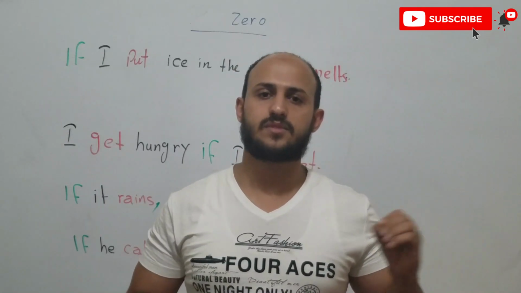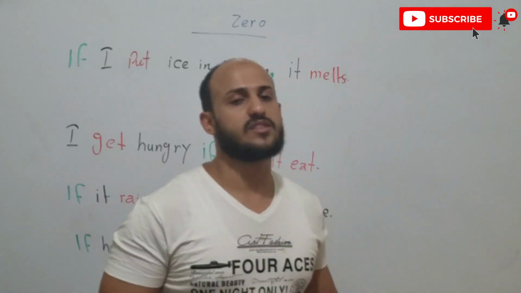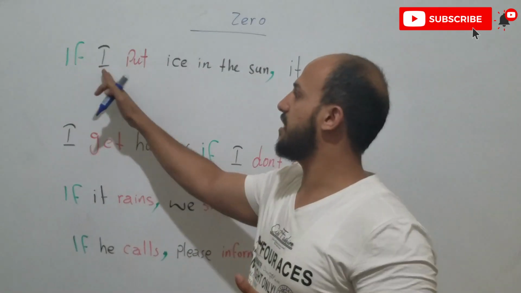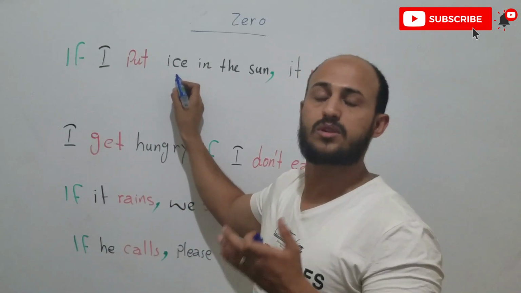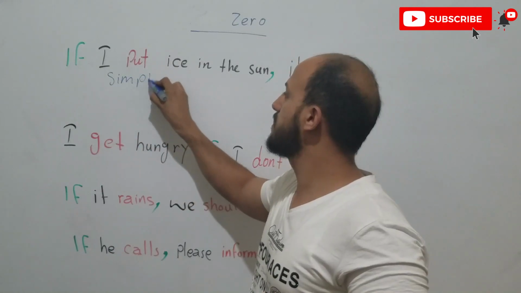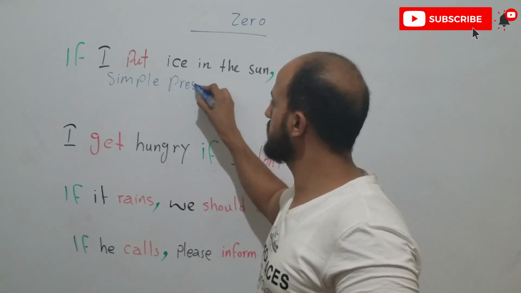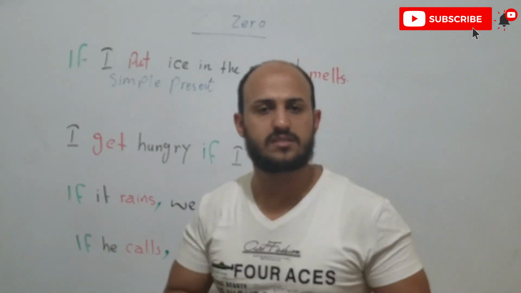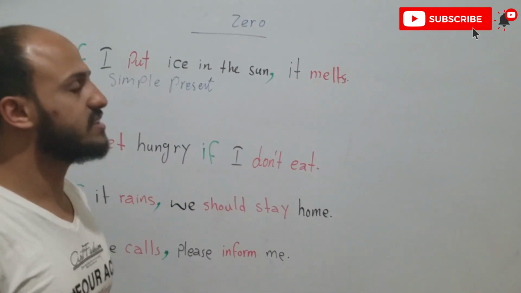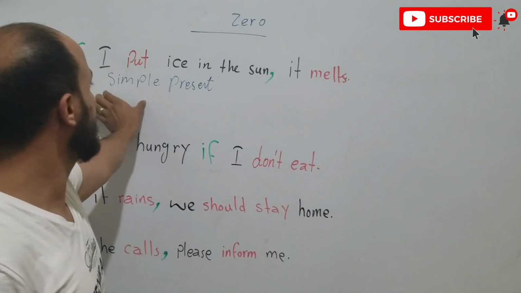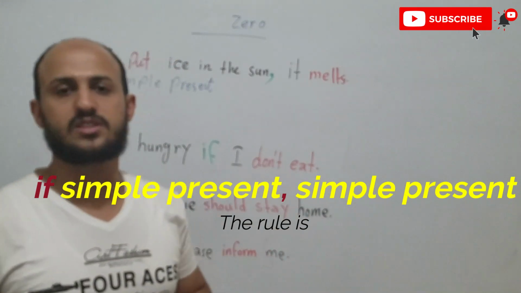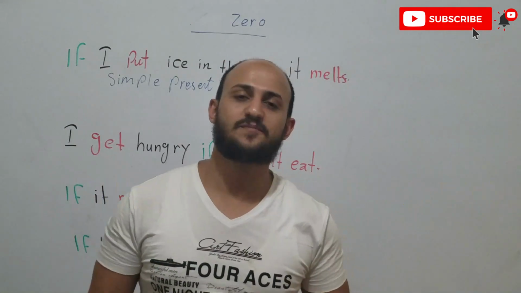if condition, okay? So in zero if condition, what is the rule of that? It is here, we can see it. If I put, what is the tense in here? It is simple present. So if I put ice in the sun, it melts. So here, simple present, and here also it melts. Also it is what? Simple present.